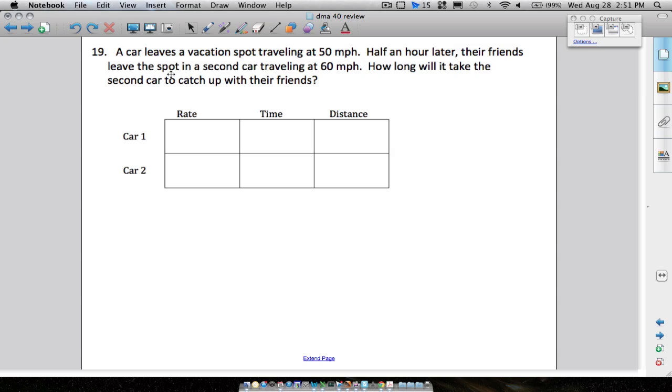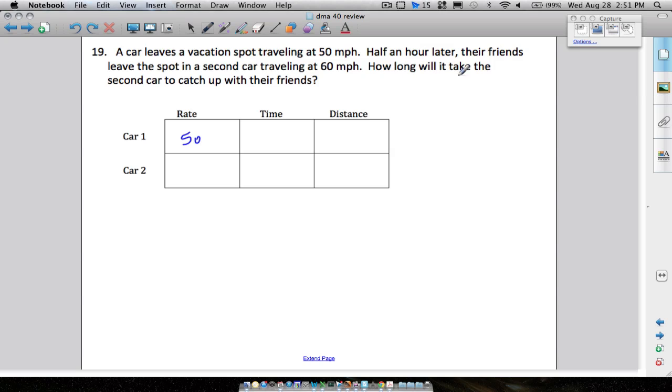That's how we have to approach this problem. Since they left later, but yet they're traveling faster, eventually they will catch up with their friends. So car number 1. Let's consider car number 1 being the first car that leaves. Let's fill this information in. The car number 1, its rate is 50 miles per hour.